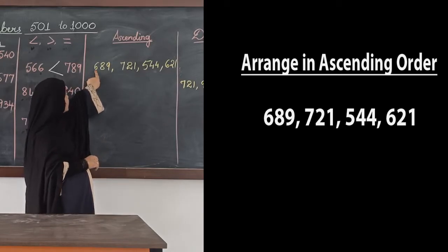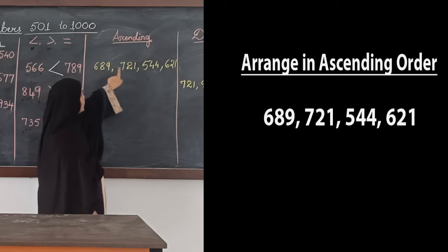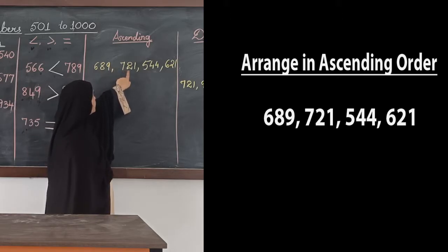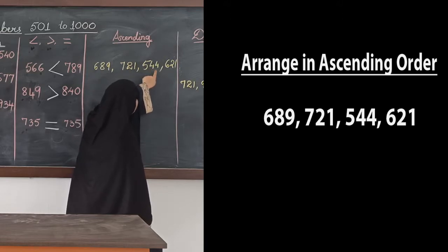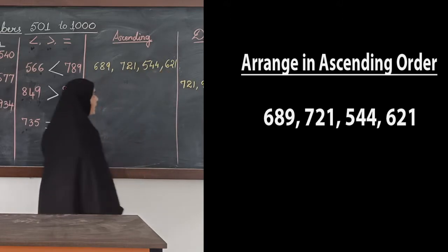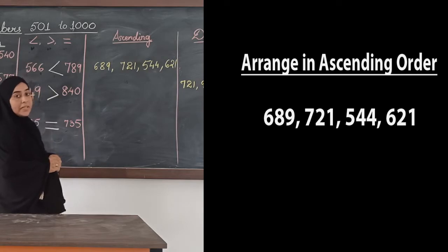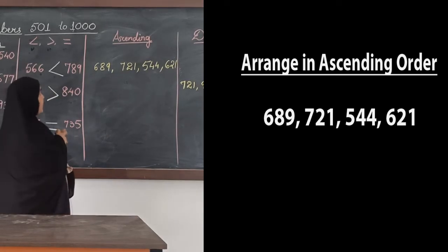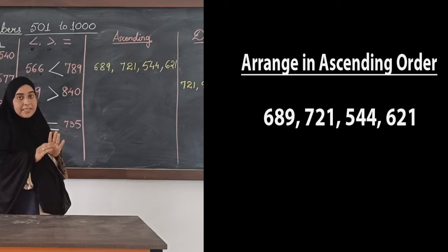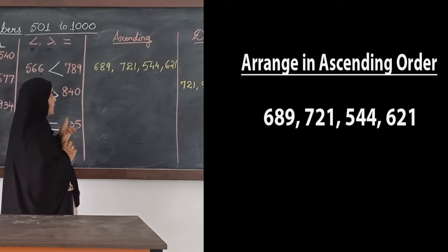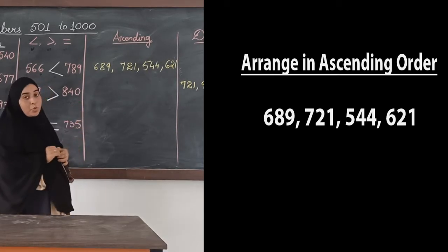First I have 689. Then I have 721. And then I have 544. And the last number that we have is 620. So which number do you think is the smallest over here? We have 600, 700, 500 and 600. First we will look at the hundreds place. Okay. So here we see that 500 is the smallest.